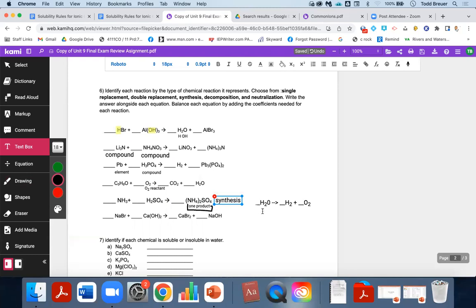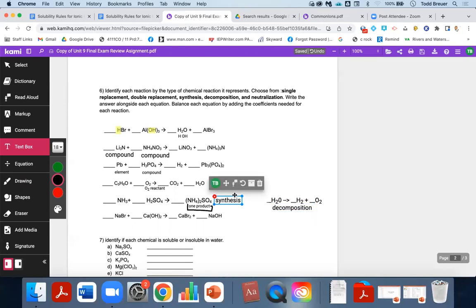Opposite to that, we might have one reactant. I know this one wasn't in the examples that I gave you, so I placed one there. So here we see there's one reactant. Anytime there's one reactant and it breaks down and forms multiple products, we call that a decomposition style reaction. So synthesis and decomposition, they're completely opposite of one another.